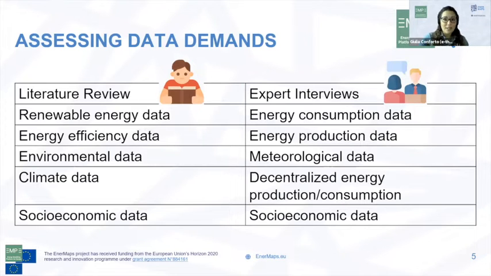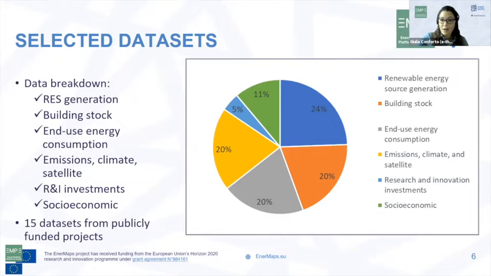So the energy data needs have been assessed through two parallel processes. One was a literature review and the other was a set of expert interviews. The data sets that were selected are 50. We're visualizing them in order because it's still a working process. Here you can see how they break down in terms of what kind of data sets we have selected. So some were renewable energy generation information, others were data on the building stock, there are end user energy consumption, there are distributed production information, there are climate and emission data sets, there are socioeconomic data, and so on.